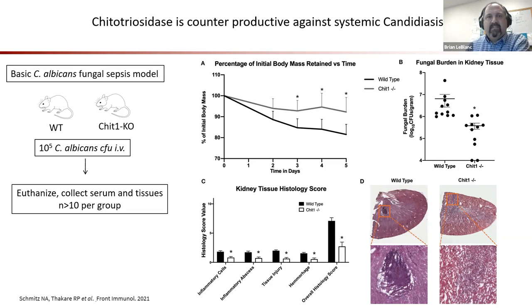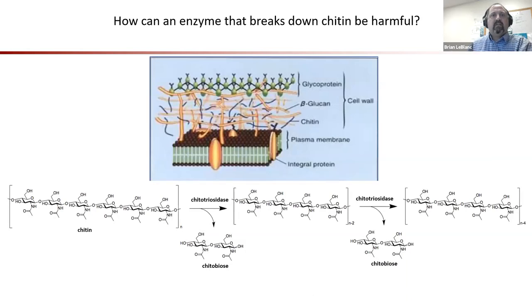So it seems that the loss of this enzyme is beneficial to the host. So that was very surprising. How is it that you lose an enzyme that breaks down chitin, which is a structural component of the cell wall of Candida? How is it that losing that enzyme you do better? And that was a very hard question to answer.